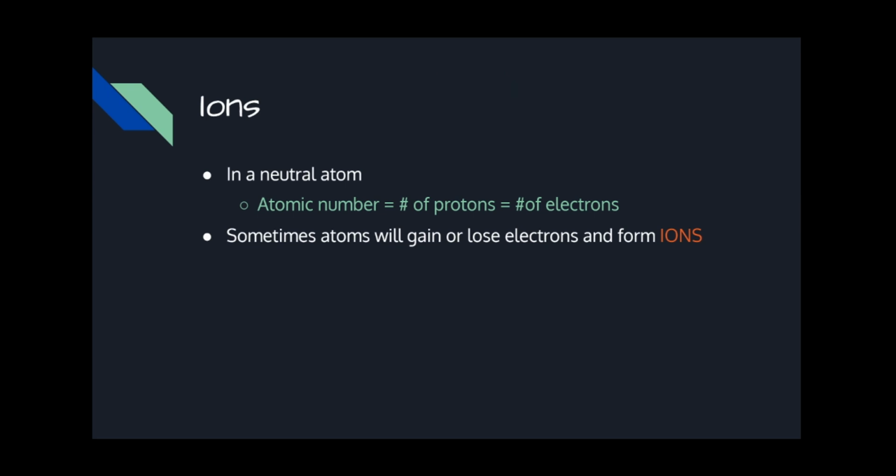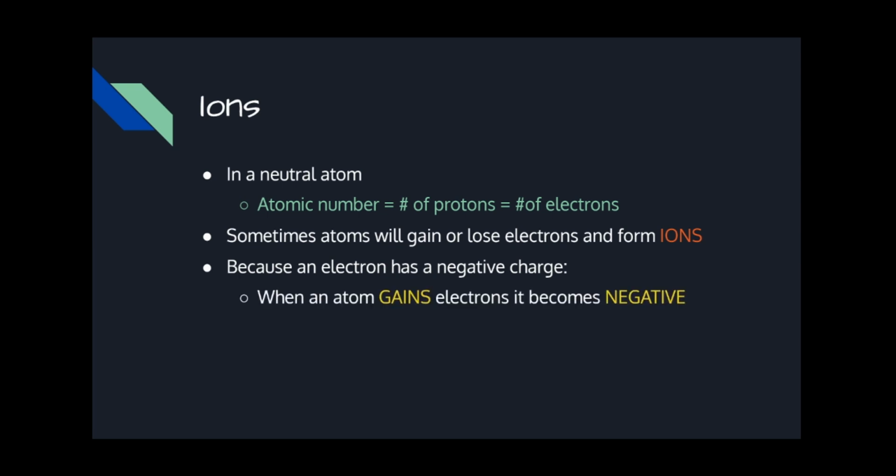Now, because electrons have a negative charge, if the atom gains an electron, it will become more negative because it's gaining more negative charge. And the opposite is true. If it loses an electron, it's losing its negativity. It's going to become more positive. So an atom gains electrons, becomes a negative ion. Atom loses electrons, becomes a positive ion.